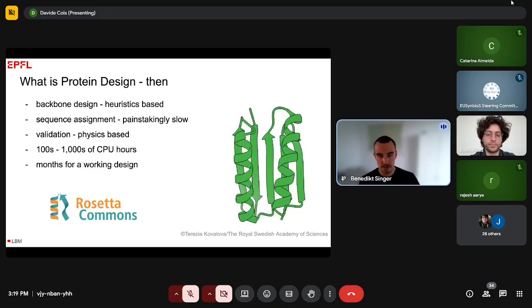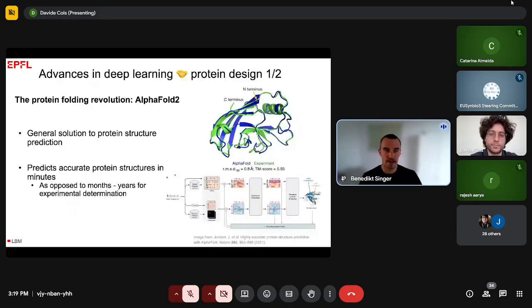And this protein here, which you can see in green, is Top7, one of the most famous proteins ever designed de novo, and this is also why it was showcased by the Swedish Academy of Sciences. So what is protein design now? Next slide, please.